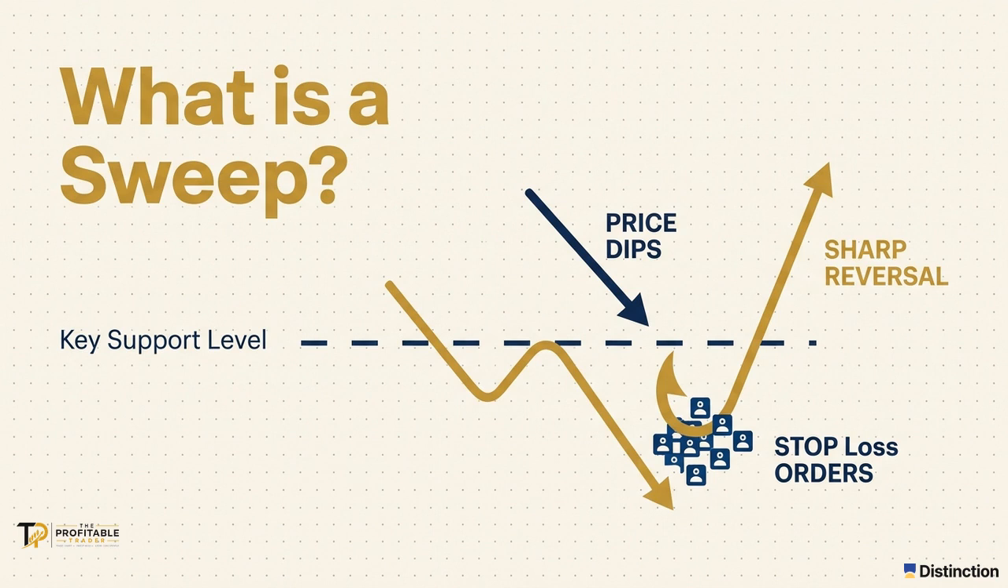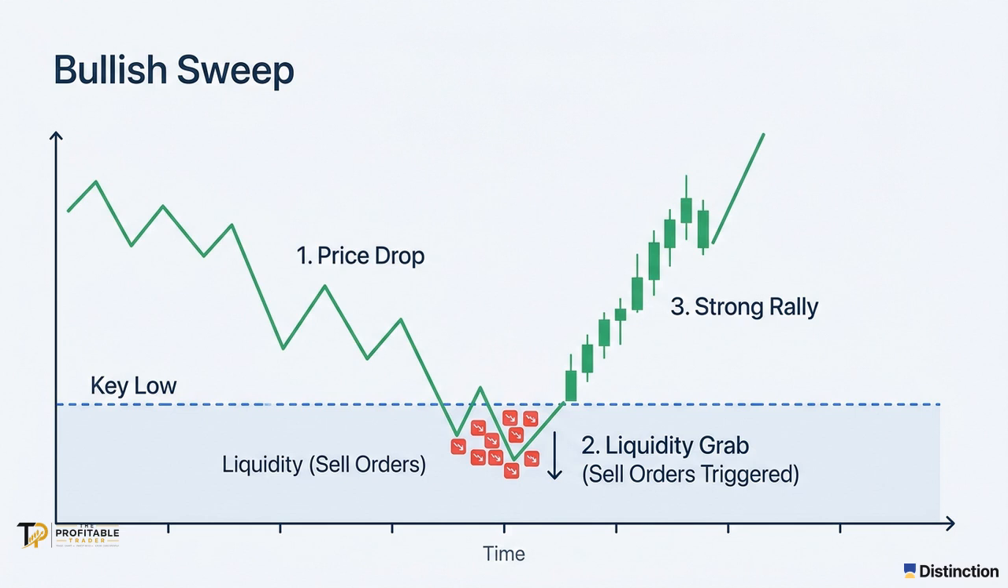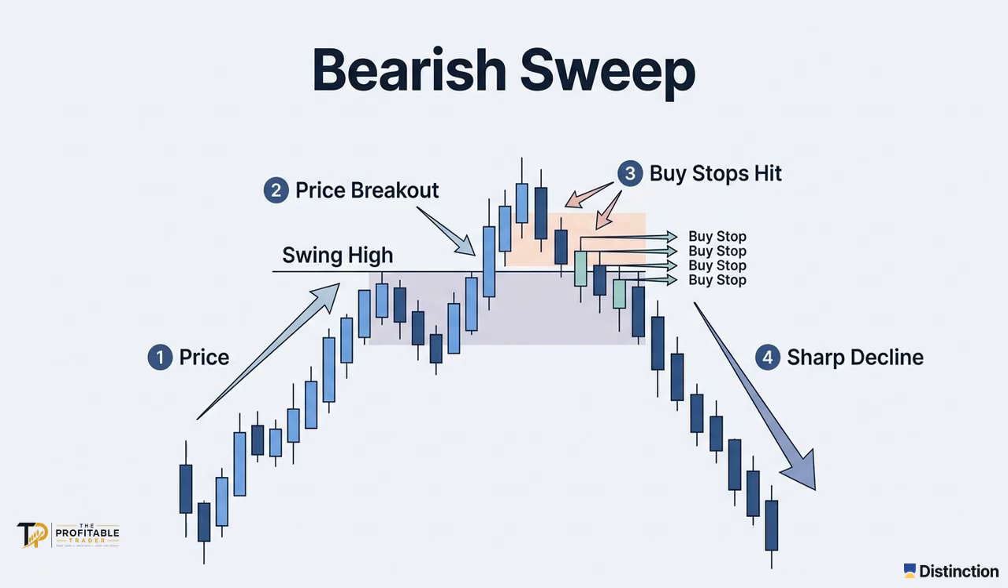A liquidity sweep occurs when price briefly moves beyond a key level to trigger orders before a sharp reversal. In a bullish sweep, price drops below a low, institutions buy the triggered sell orders, and then price rallies. In a bearish sweep, price breaks above a high, buy stops are triggered, institutions sell, and price falls.